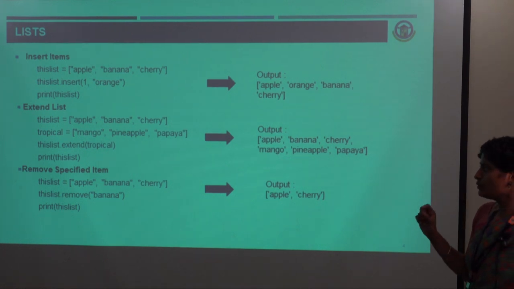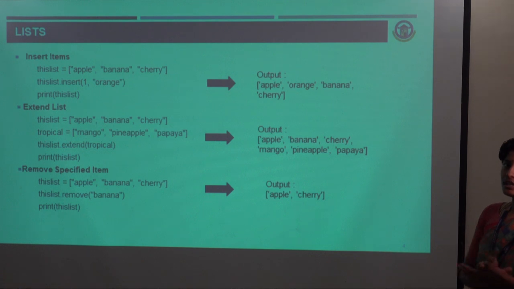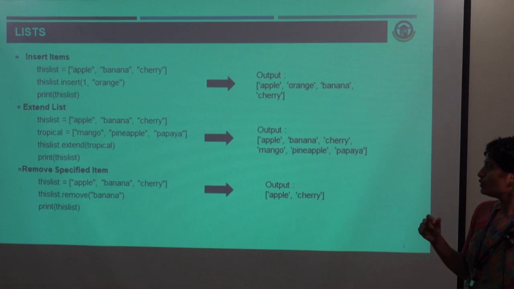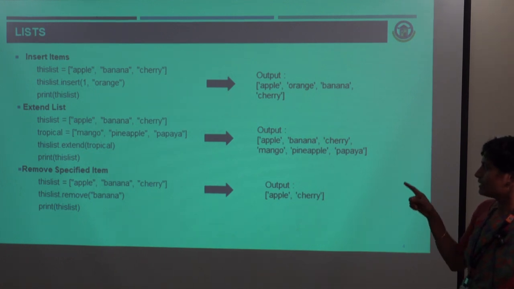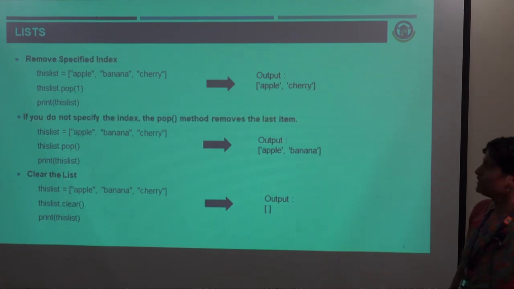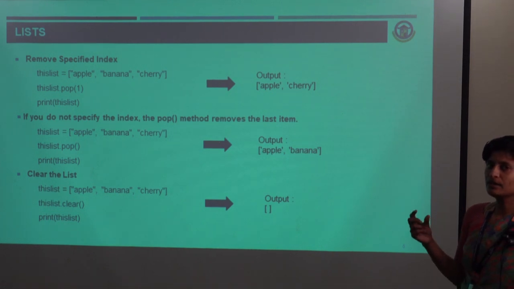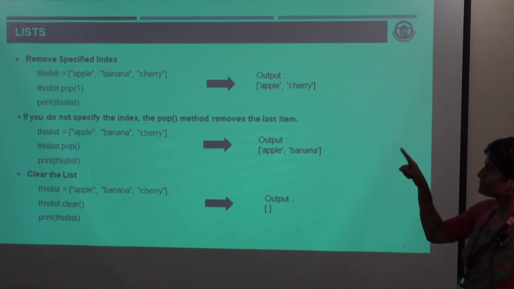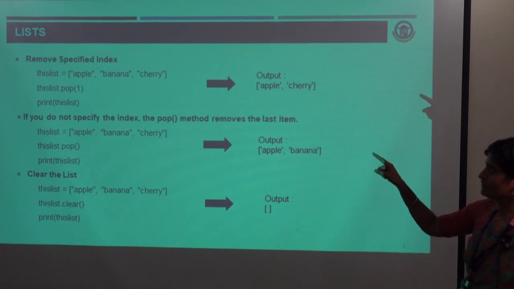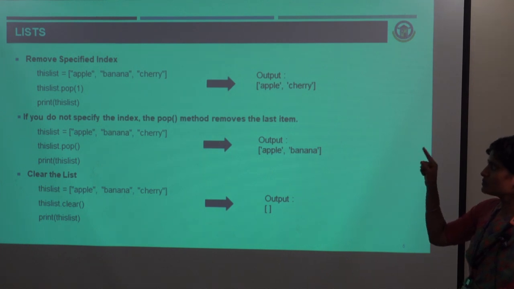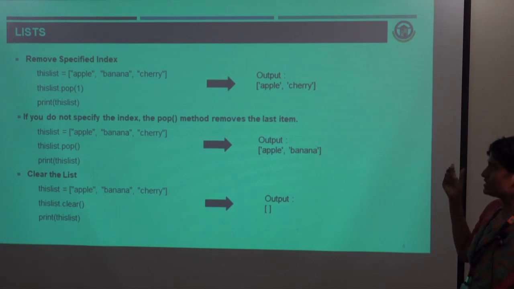Then the next one is removing specified items. Using the remove command we can remove the specified item inside the list. While running this program, the banana inside the list is removed. Next, using the pop command you can remove the element using its position. Here the first position goes to banana. While running that program, we have given the number as 1. So it removes the banana and prints apple and cherry.